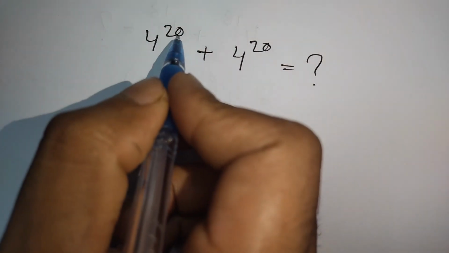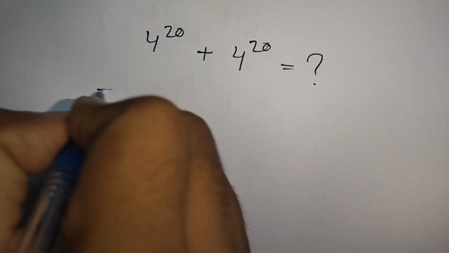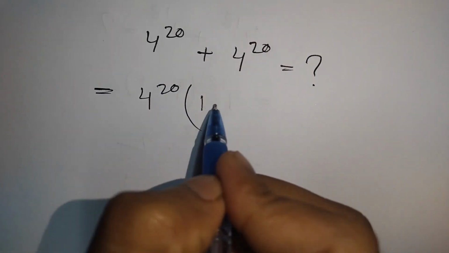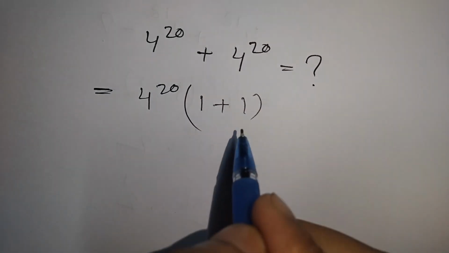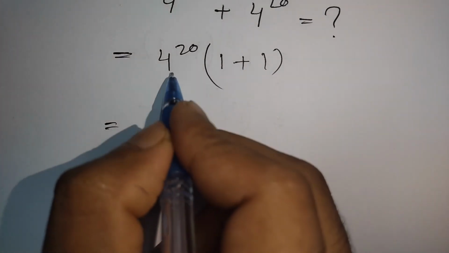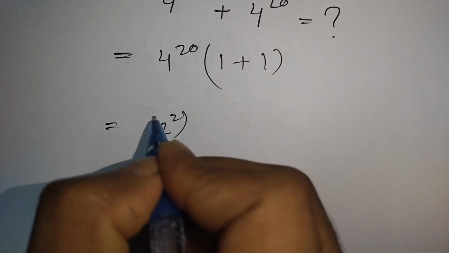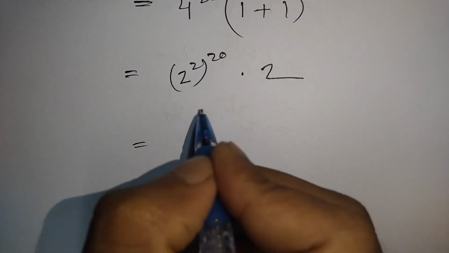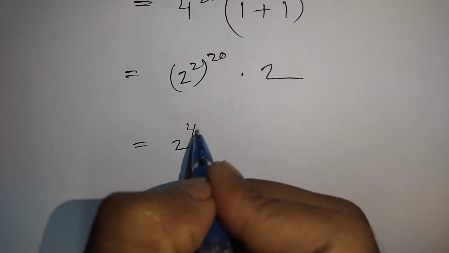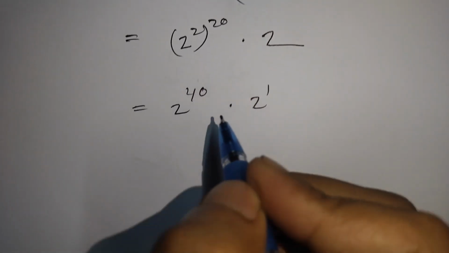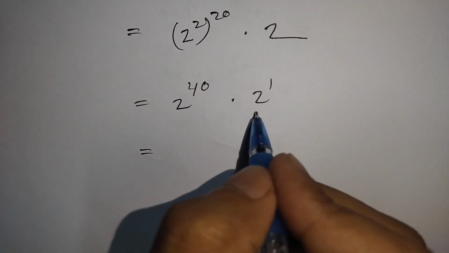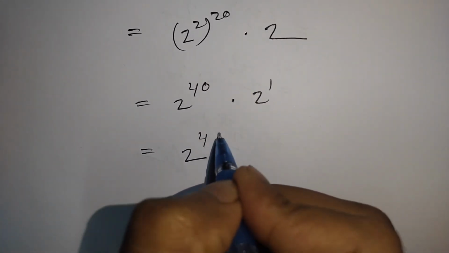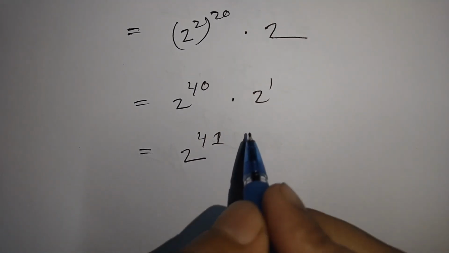How to solve 4^20 + 4^20 is equal to what? At first I take common 4^20, bracket start, this divided by this, that means 1, plus this divided by this, that means 1. Now 4^20 is the same as (2^2)^20, times (1 plus 1), that means 2. Now 2^(2 times 20), that means 2^40, times 2 is the same as 2^1. Now we see the same base 2 but different powers, so we can write 2^(40 plus 1), that means 2^41. So 2^41 is the correct answer.